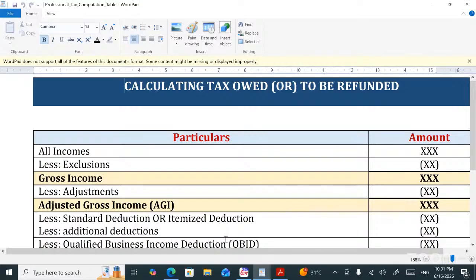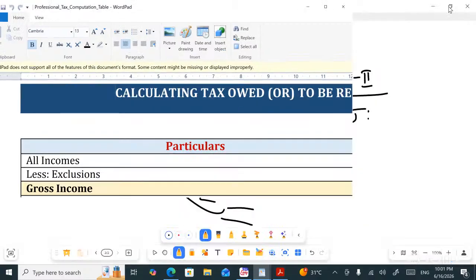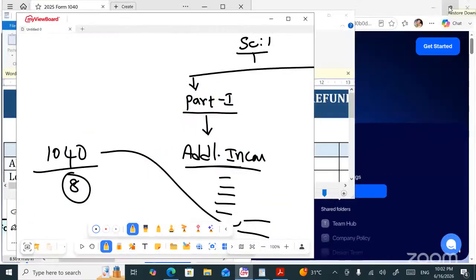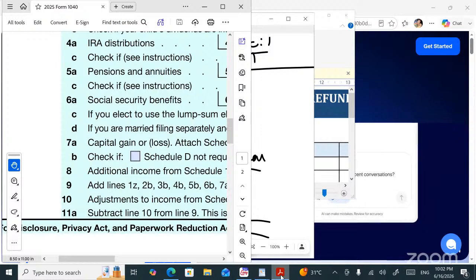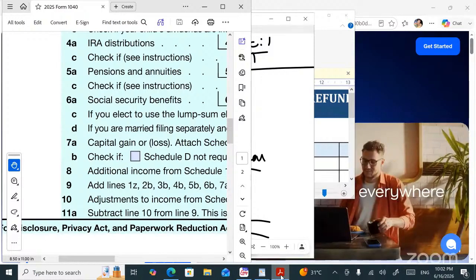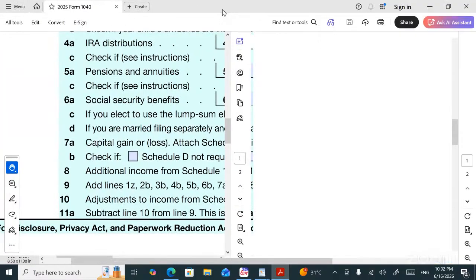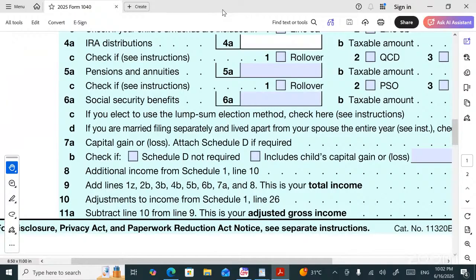These items are to be deducted in the name of adjustments. So this adjustments list is clearly given in line item number 10 in the main form, adjustments to income. Adjustments to income from Schedule 1. This 10th item comes from Schedule 1, Part 2.